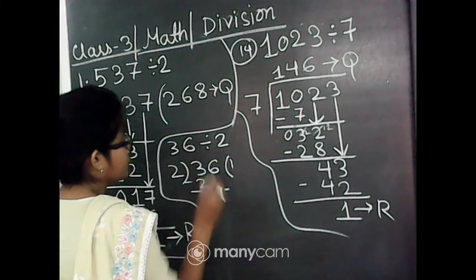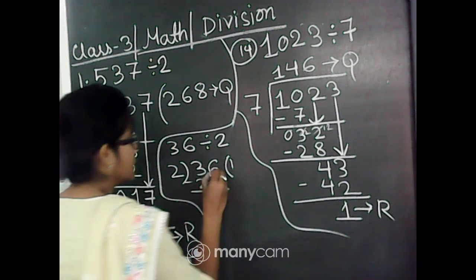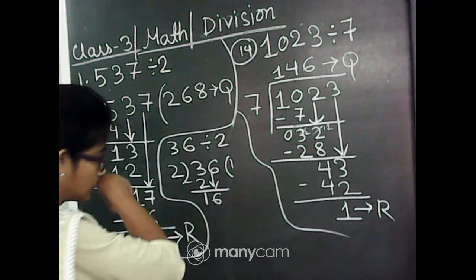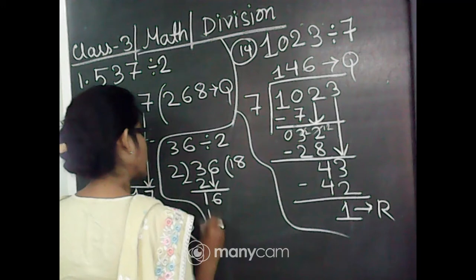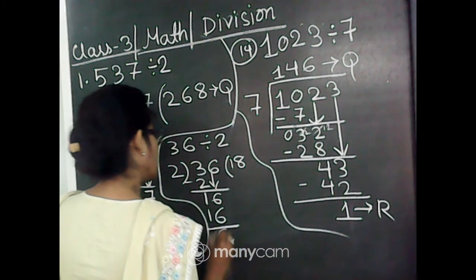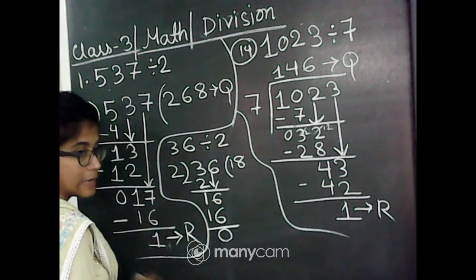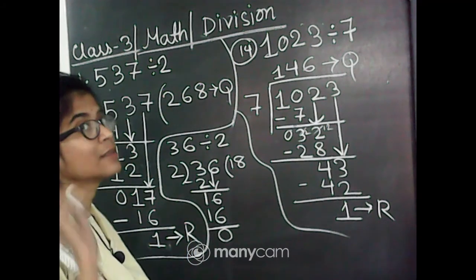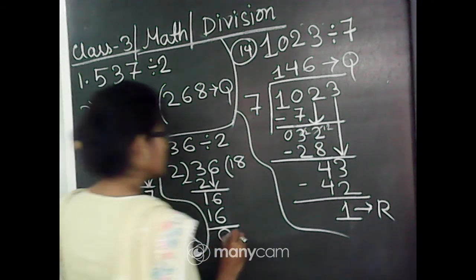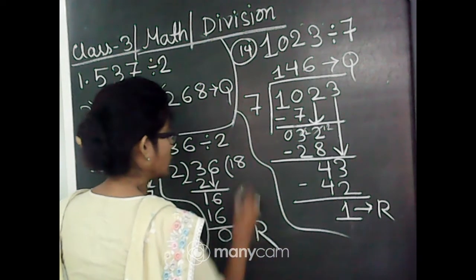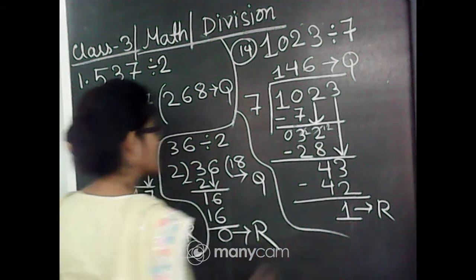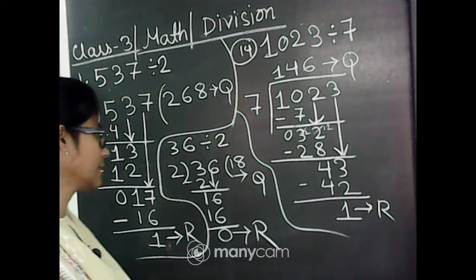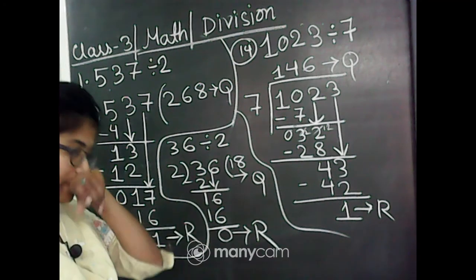Now 1 can't be divided, so we will take the next number, 6. So it will become 16. Now 2 eights are 16. Now see what will come here, 0. Now if in the exam they ask what is the remainder, don't think that there is no remainder. You can say that the remainder is 0. Okay, to make confusion, this type of question can be given in the exam. Okay, and the quotient is 18.